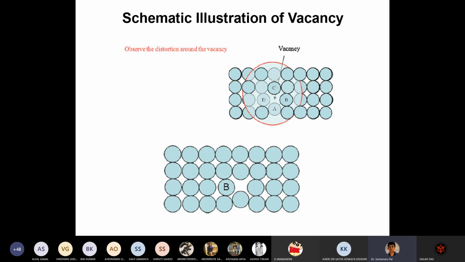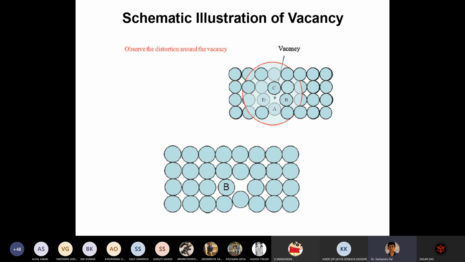As I already told, defects are generally classified according to their dimensionality. Point defects are zero-dimensional defects, and there are different point defects such as vacancies, self-interstitials, solutes, impurities, or antisites. Now we are going to understand what vacancies are.